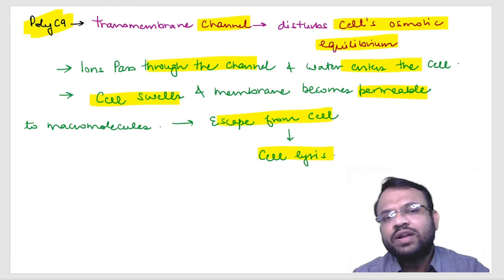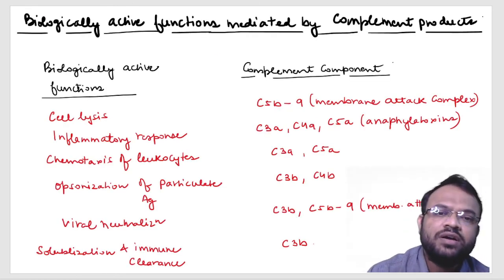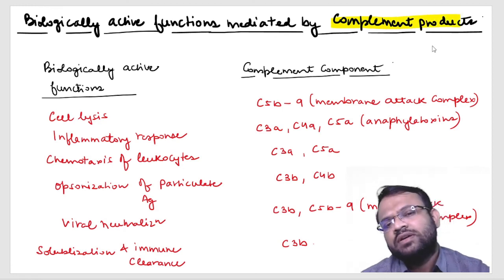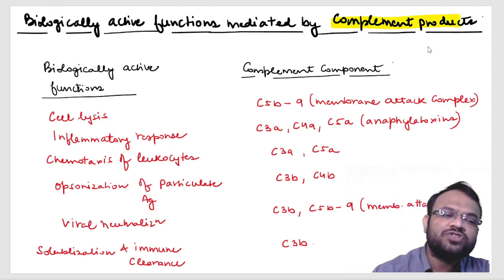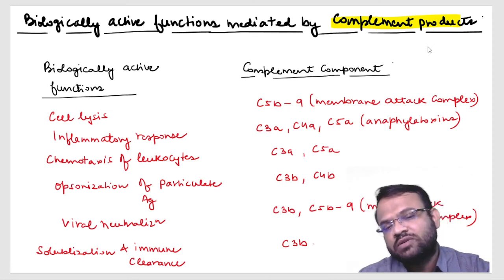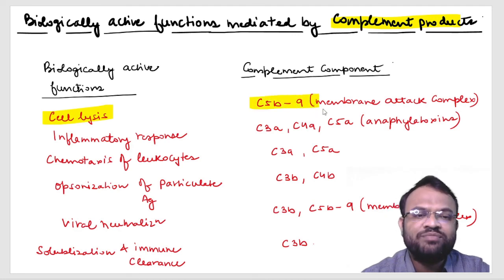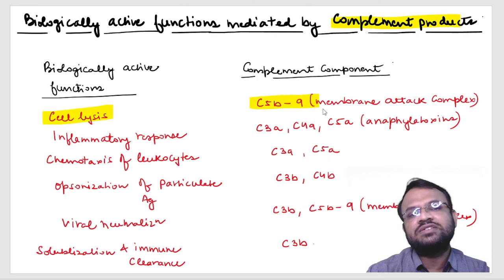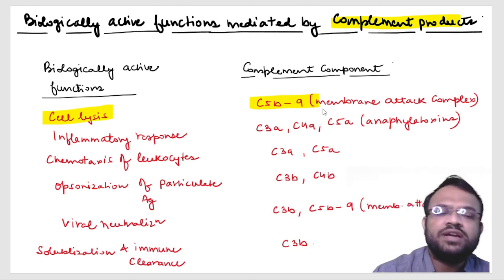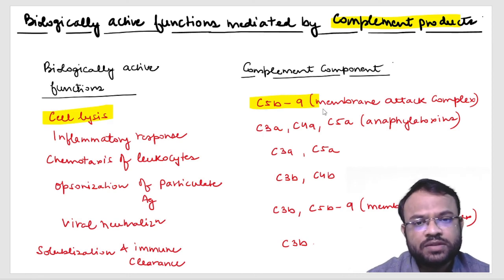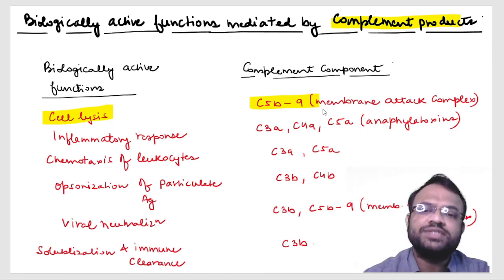Now finally I would like to tell about the different functions that are mediated by the complement products. Which complement proteins have what functions, this is what we would be talking about in this particular slide. So cell lysis is mediated by C5b to C9, that means C5b, C6, C7, C8, C9 are all associated together to form the membrane attack complex. That is why we are saying that it is involved in cell lysis.